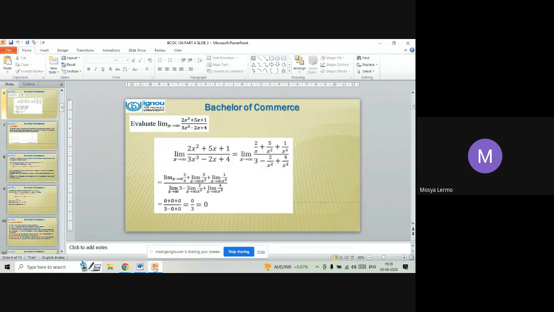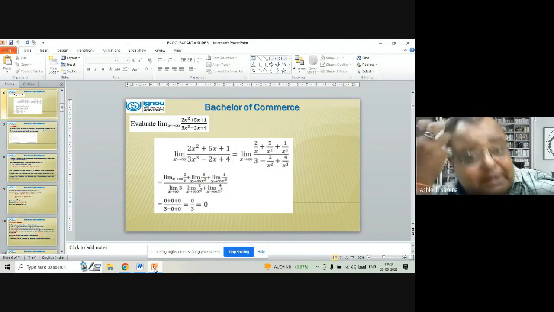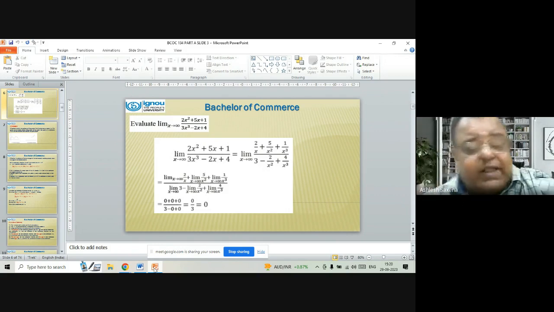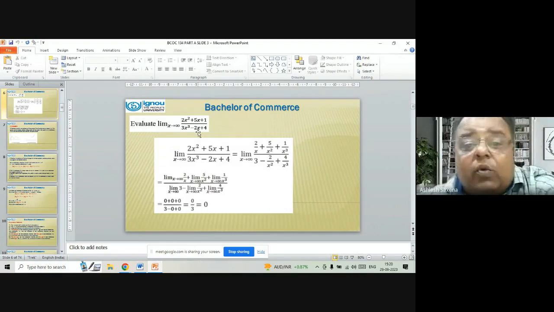Now the thing is that we have to understand how the problems will be solved. I'm just discussing how the problems will be solved. Now here you see that limit x tends to infinity. Nothing to do with it. Just find out which term has the maximum power of the variable. Here we can see that it is x cubed in the denominator.